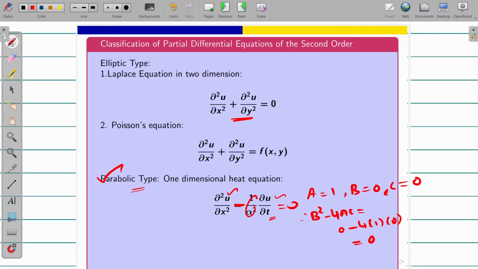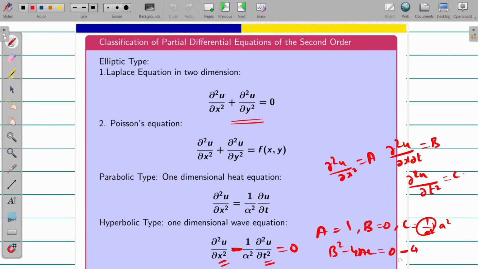So if you're taking this as minus a square, it will be c is equivalent to minus a square, not for this equation. Now 1 by alpha square, it is a square, you can take some other constant. So b square value is 0 minus 4 into a value 1, c value is minus a square. So you'll get minus into minus, plus 4a square. If a is positive or negative also, it won't affect the answer. It is positive. If b square minus 4ac value is positive, then it is hyperbolic.